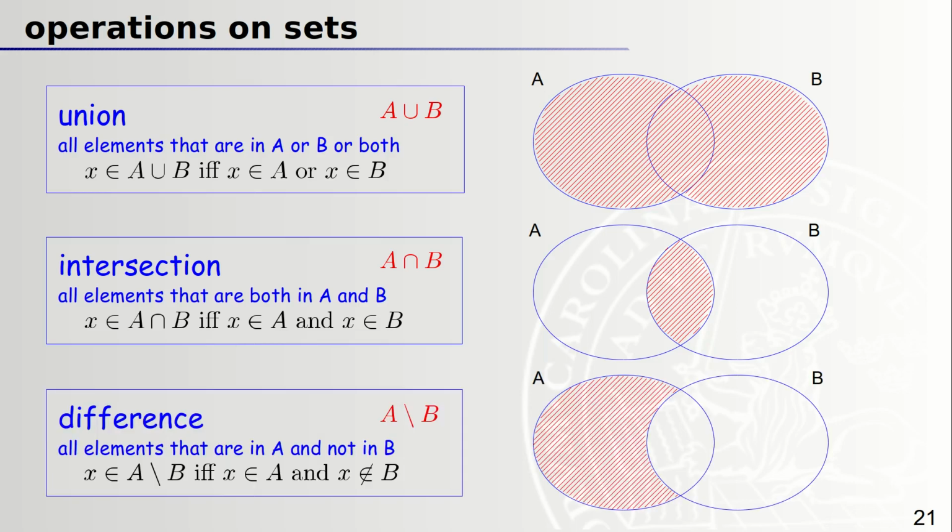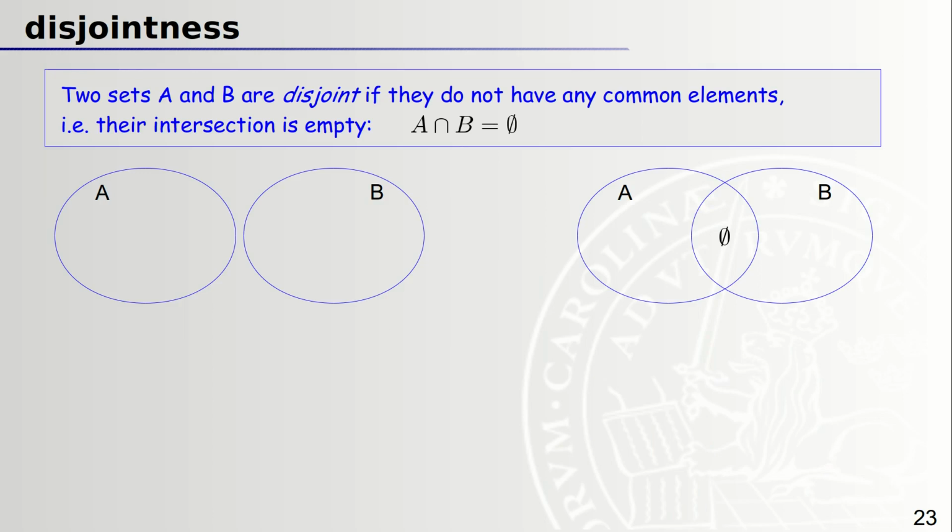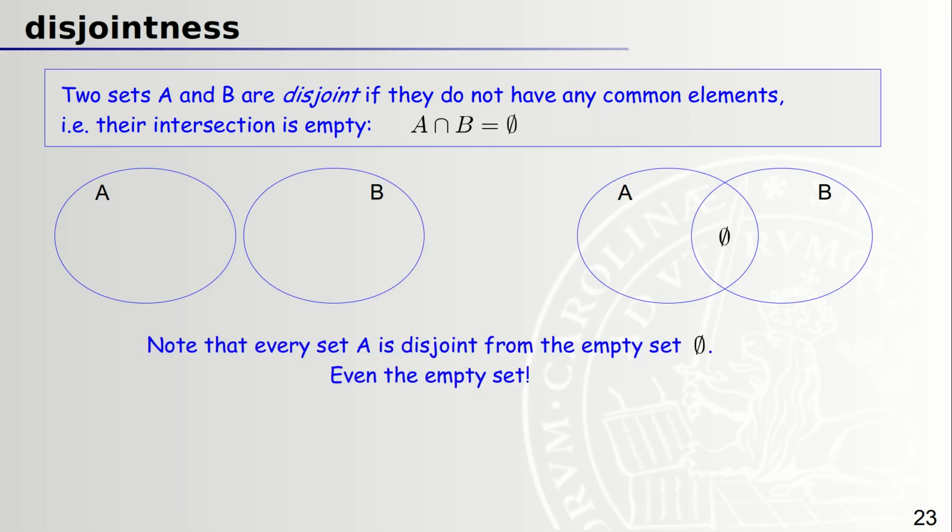Finally, the set difference between A and B, denoted by the backslash, is the set of all elements of A that are not also in B. With this, we can also define what it means for two sets to have no common elements. That is, what it means for them to be disjoint. Two sets are disjoint if and only if their intersection is the empty set. Note that every set is disjoint from the empty set, including the empty set itself.